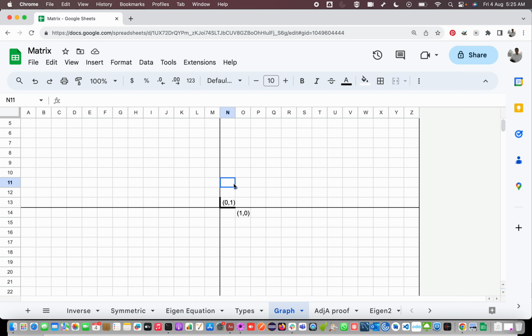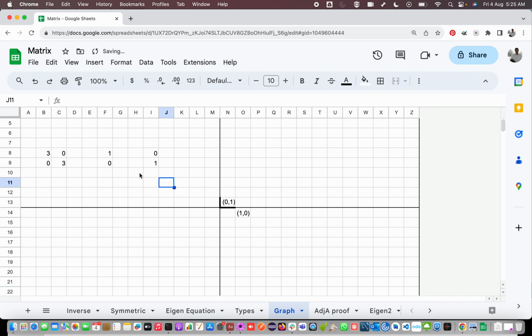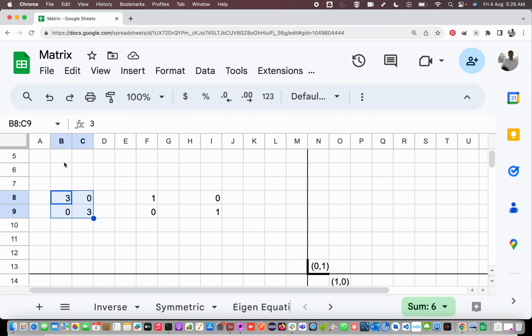Okay, so let us see one example. I have already made the calculation. Let me change the color, it will come. So I have my vector 1 comma 0 is this, okay, 0 comma 1 is this, and this is the transformation. Let me increase. This is the transformation matrix.